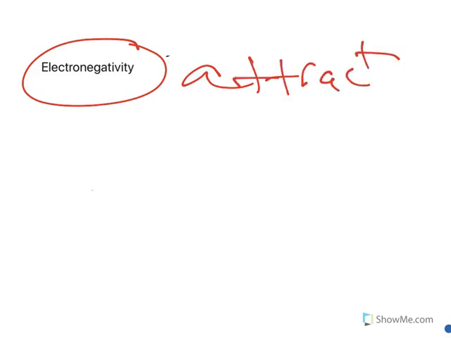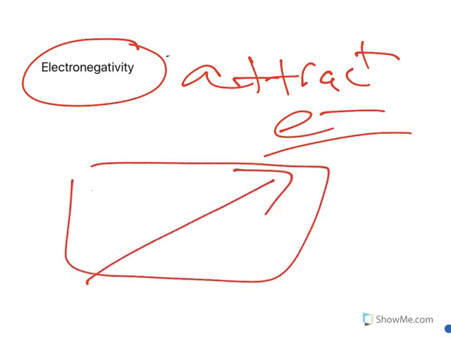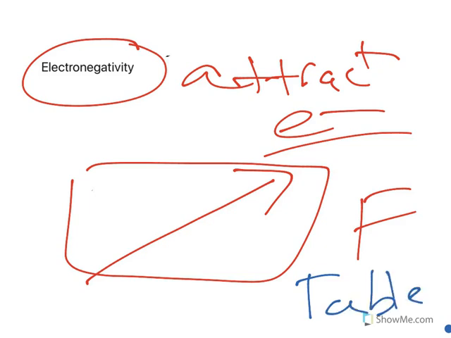A simple way to determine if a bond is going to be polar or nonpolar is by using its electronegativity. As you should recall, electronegativity is an element's ability to attract an electron. And this increases as you go up and across the periodic table. So from the bottom left to the top right, fluorine is the most electronegative element with a value of 4.0. And we can find this on our Table S in our reference tables.